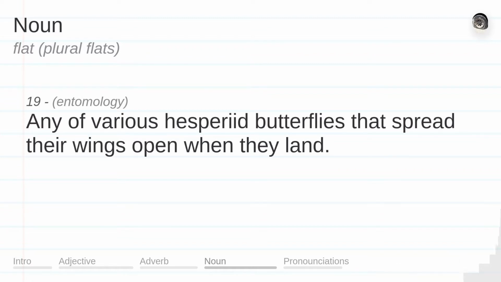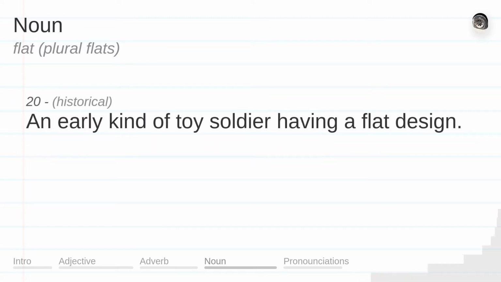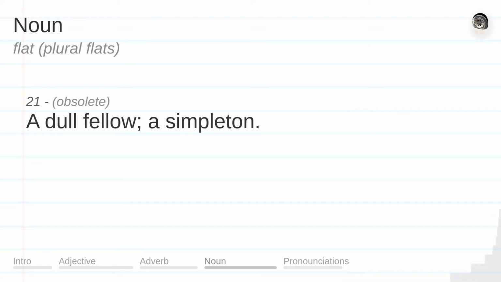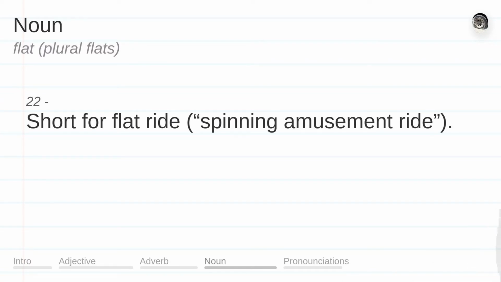Any of various Hesperiid butterflies that spread their wings open when they land. An early kind of toy soldier having a flat design. A dull fellow, a simpleton. Short for flat ride, spinning amusement ride.